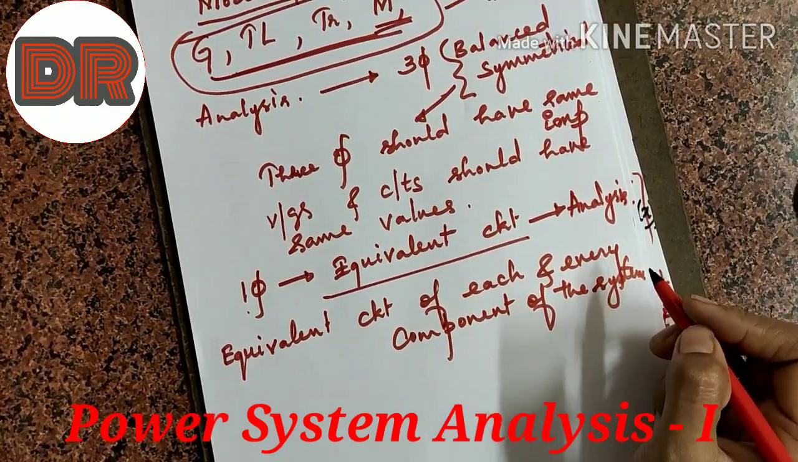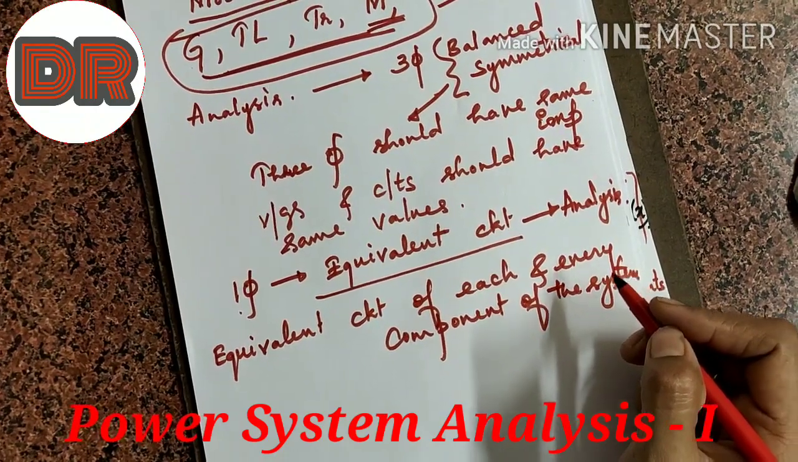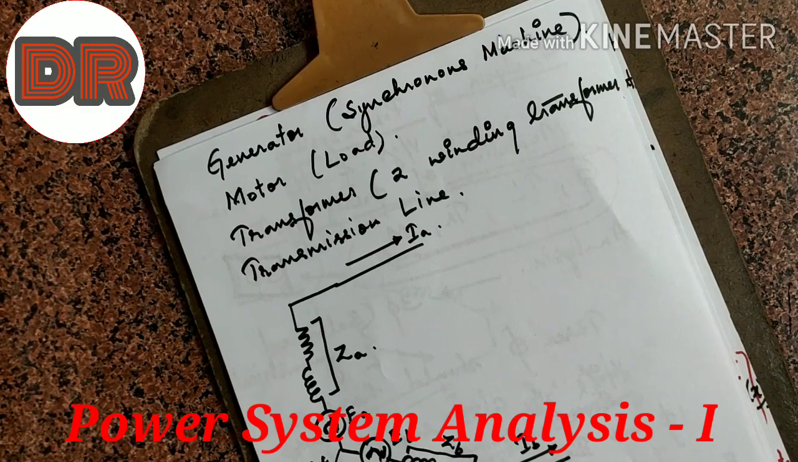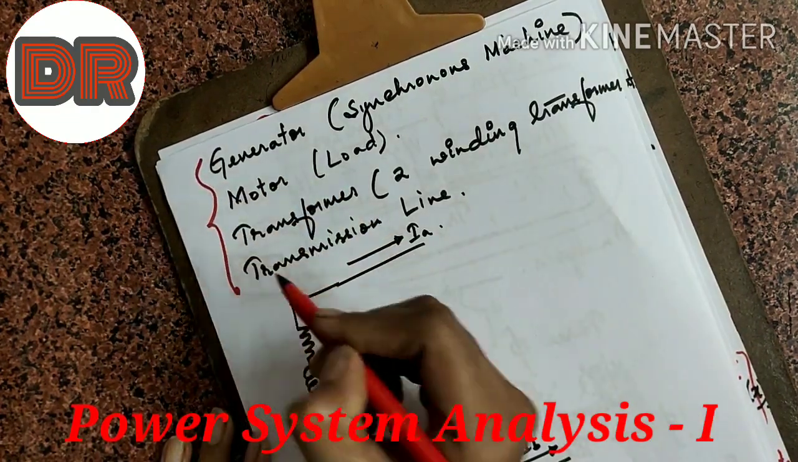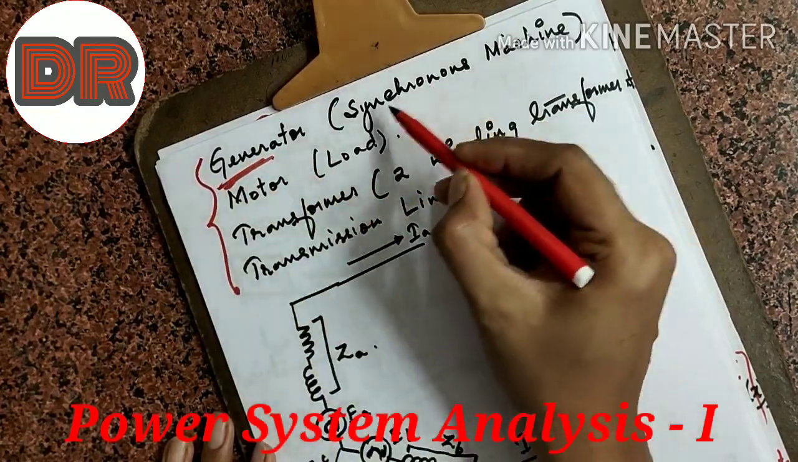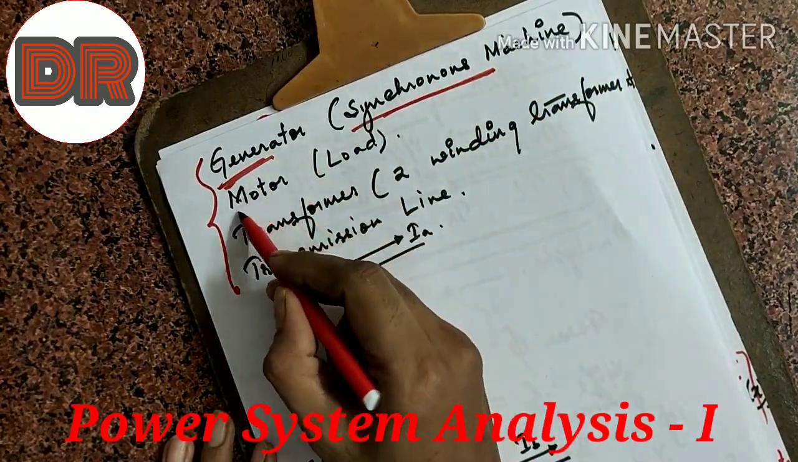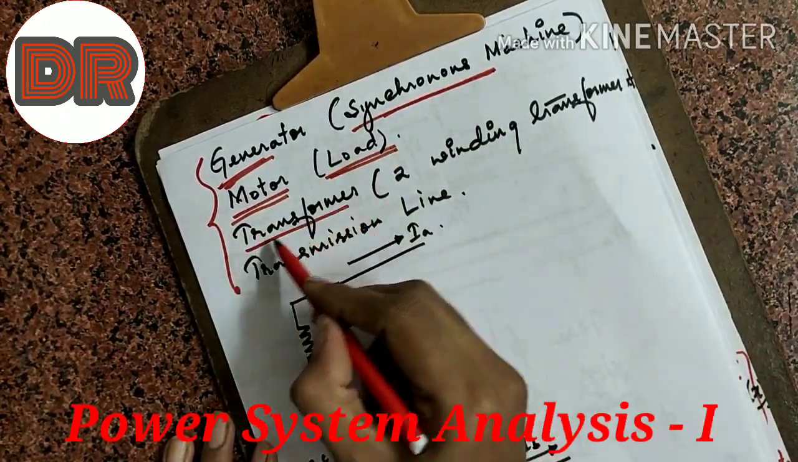So let us see the basic components of the system and their single phase equivalent circuits. In order to write the single phase equivalent circuit of the power system, we need to know four basic components and their equivalent circuits, that is, the single phase equivalent circuits. The four basic components are generators, also known as synchronous machines or synchronous generators, and we have the motor at the load side.